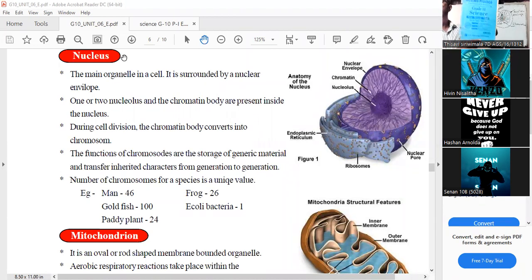So if you have this book, no need of printing because this contains the paper.